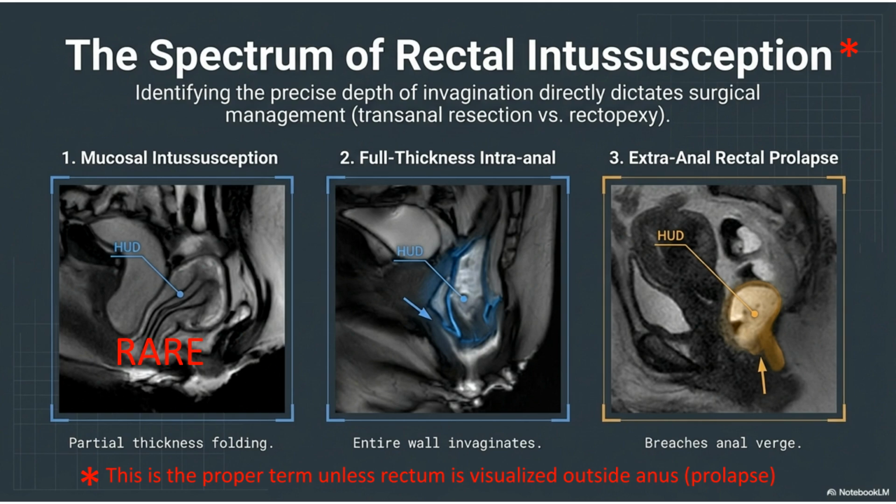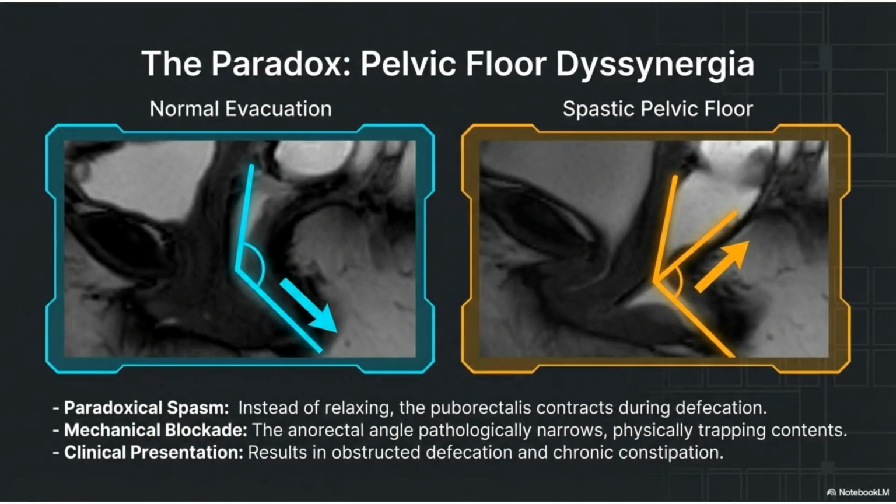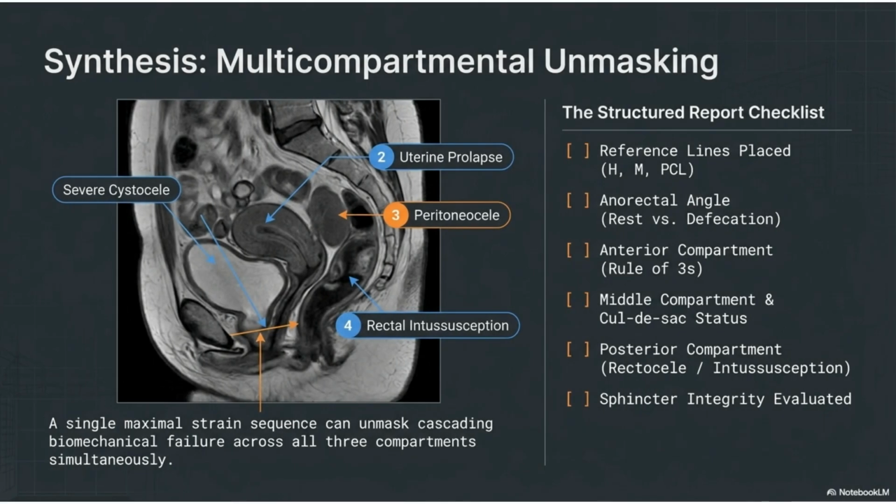Note that prolapse is the term only if the rectum is visualized outside the anus. Pelvic floor dyssynergia is a paradox where the puborectalis contracts instead of relaxing during defecation, causing a paradoxical spasm. This mechanical blockade narrows the anorectal angle, leading to obstructed defecation and chronic constipation. A single maximal strain sequence can unmask cascading biomechanical failure across all 3 compartments simultaneously.